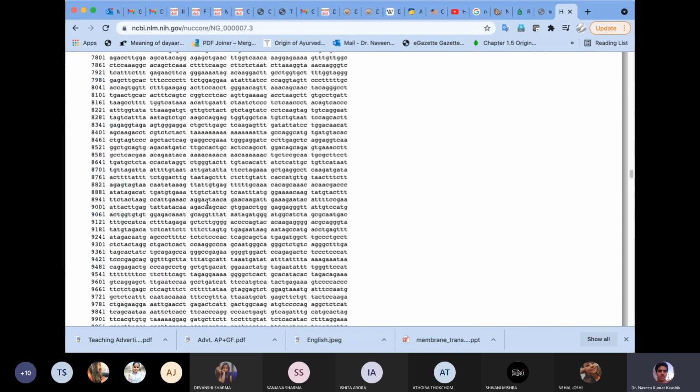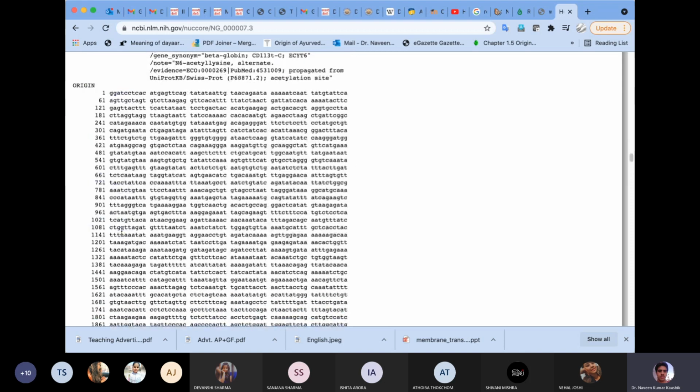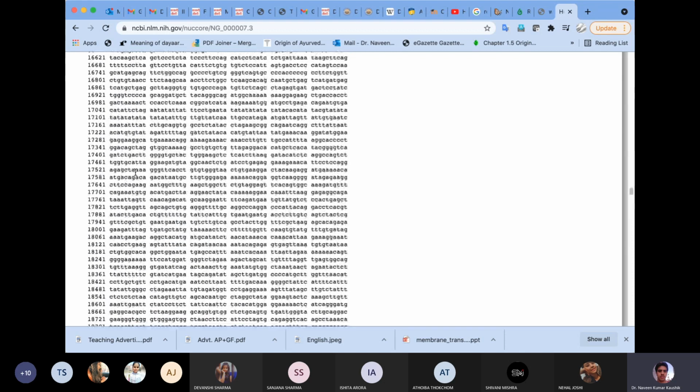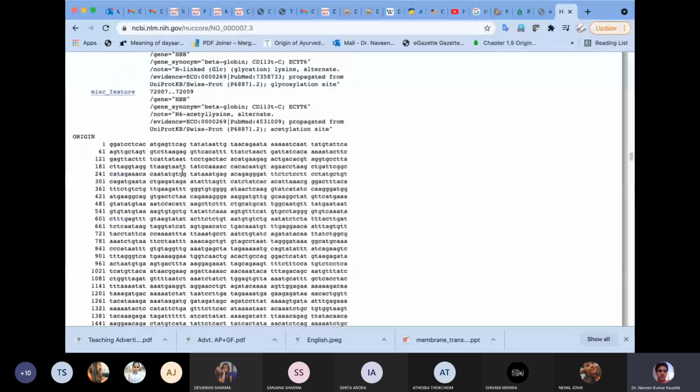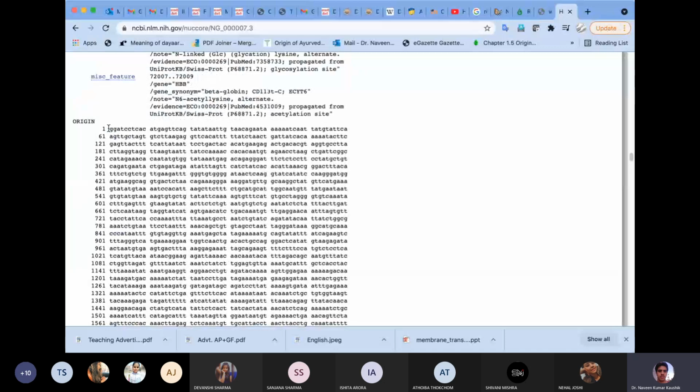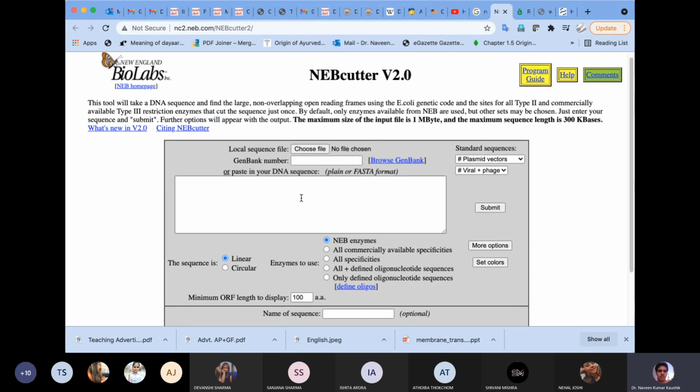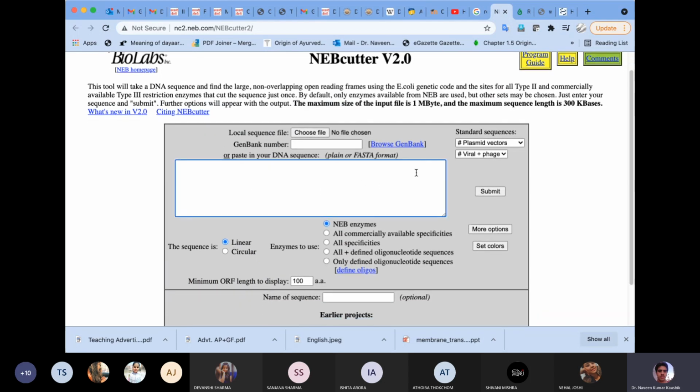Different formats are there. It's a very long sequence, so you can choose what length of sequence you need and pick the required sequence from here. Like I picked up to this 1020-21. Just copy it. Different sites provide different tools. One is NEBcutter, a tool provided by New England Biolabs. Here you have to paste your sequence.